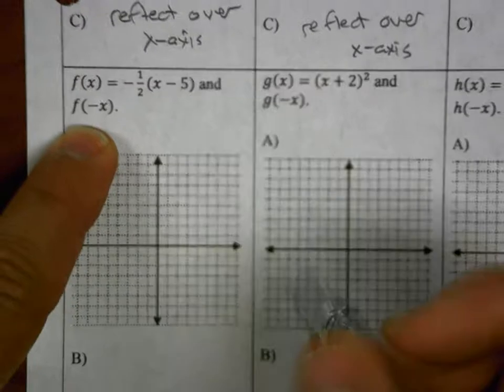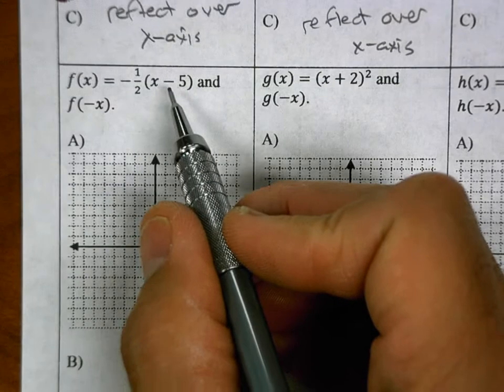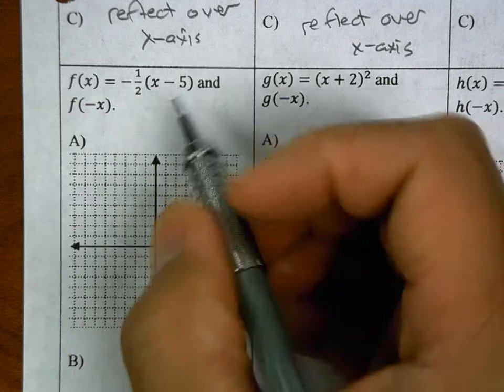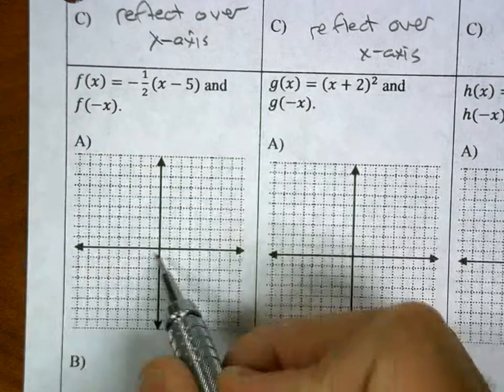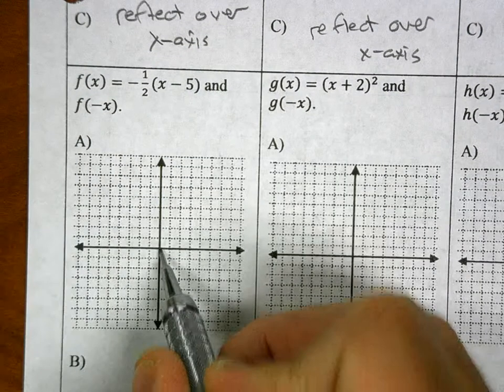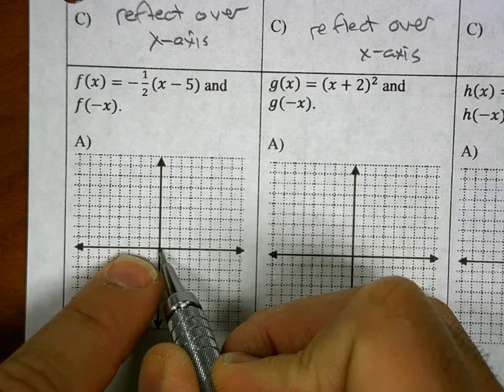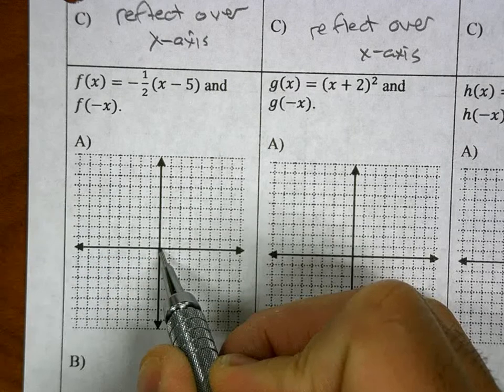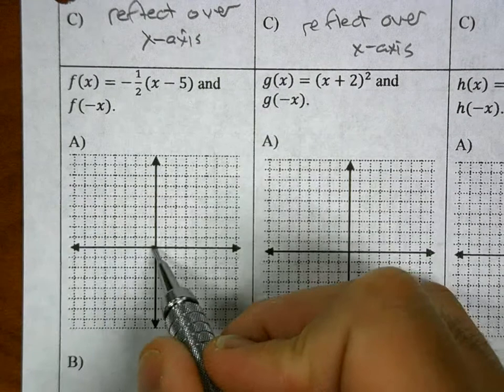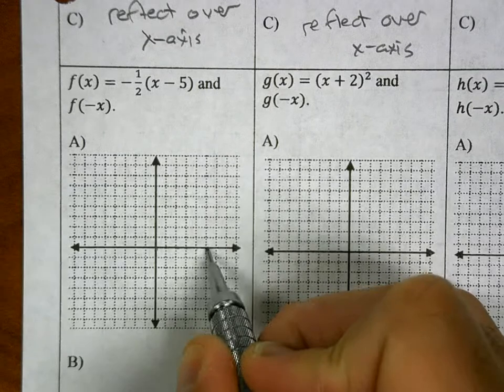All right, we'll do the same thing. Let's go ahead and graph this line. It shifts from the origin. It's a line. How does it shift? Right 5. So 1, 2, 3, 4, 5. There it is.